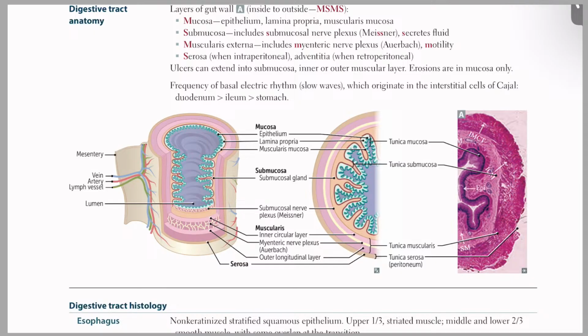Mucosa: epithelium, lamina propria, muscularis mucosa. And submucosa, and then submucosal nerve plexus, Meissner, and muscularis: inner circular layer, myenteric nerve plexus, Auerbach, outer longitudinal layer, and then serosa, mesentery, vein, artery, lymph vessel, and lumen.